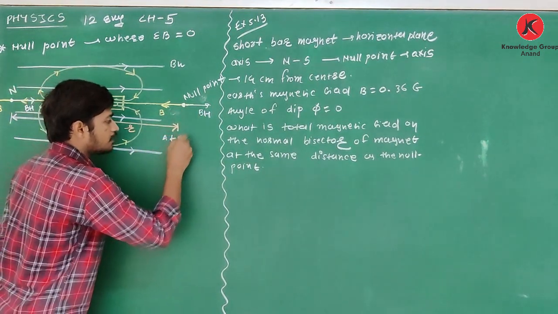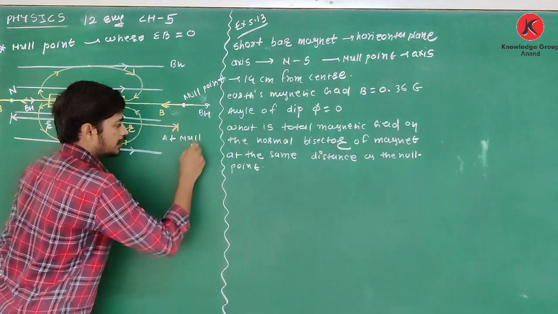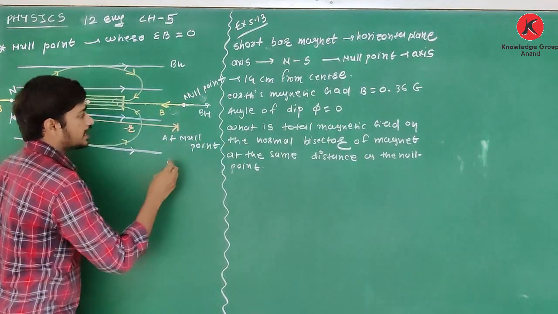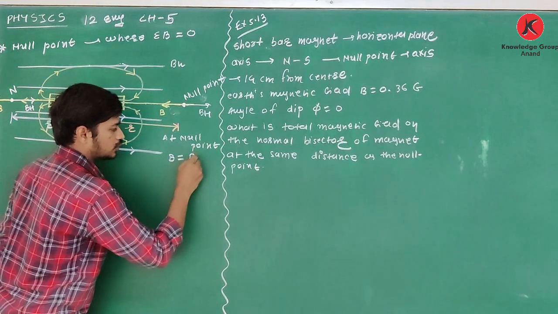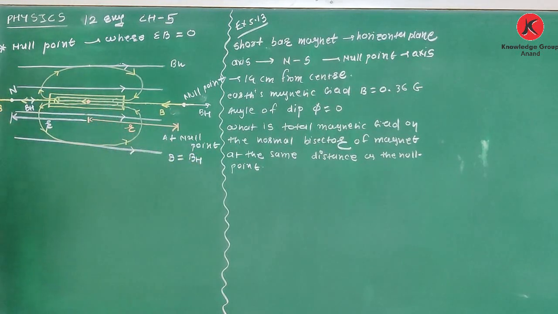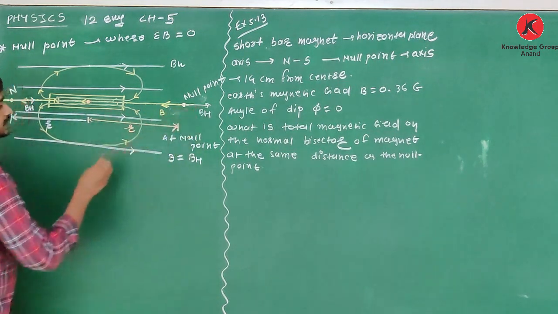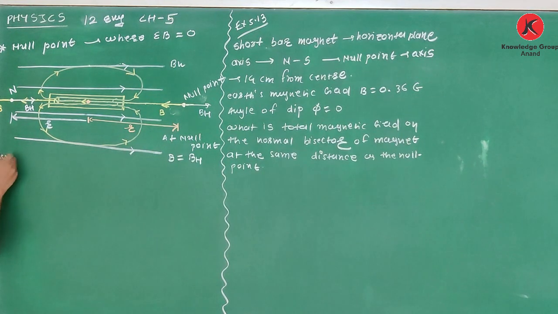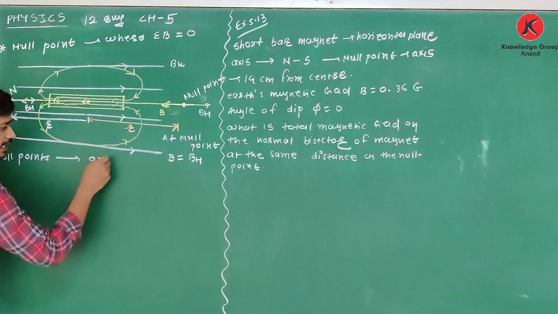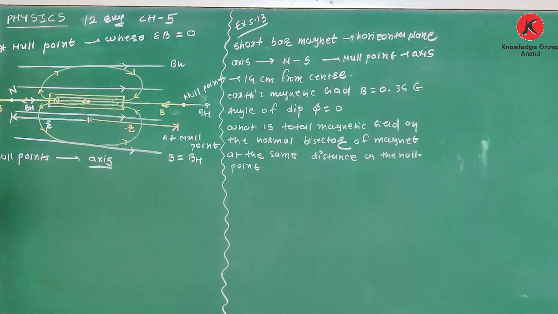So at null point, I can write B is equal to BH. Clear about this? So when the magnet is placed like this, the null points are on the axis. Null points are on axis.